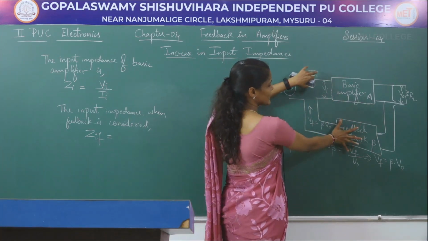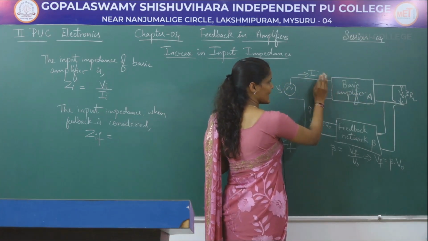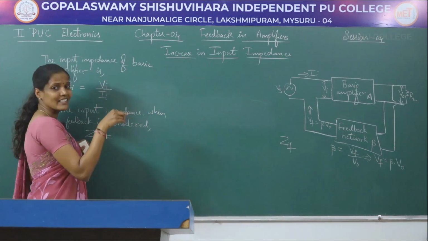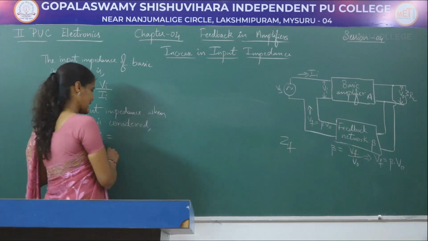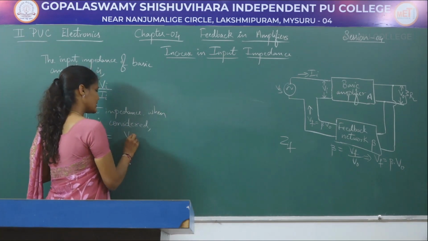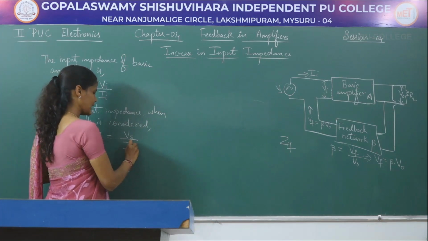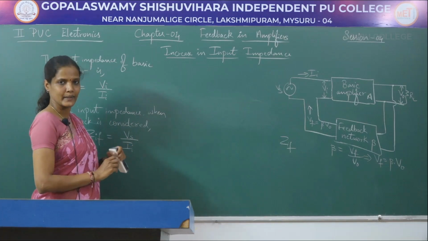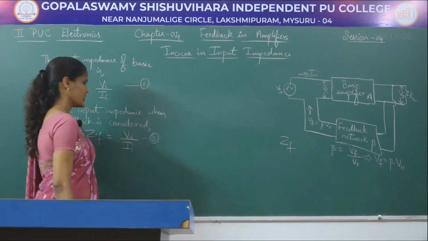If the feedback network is not considered, then the input voltage for this basic amplifier is Vi and the input current is Ii. So accordingly, when considering the feedback network, the input impedance, which is denoted by ZIF, is equal to input voltage, which will be equal to Vs divided by Ii. So ZIF is equal to Vs divided by Ii. Now let us mark these two equations as equation number 1 and equation number 2.